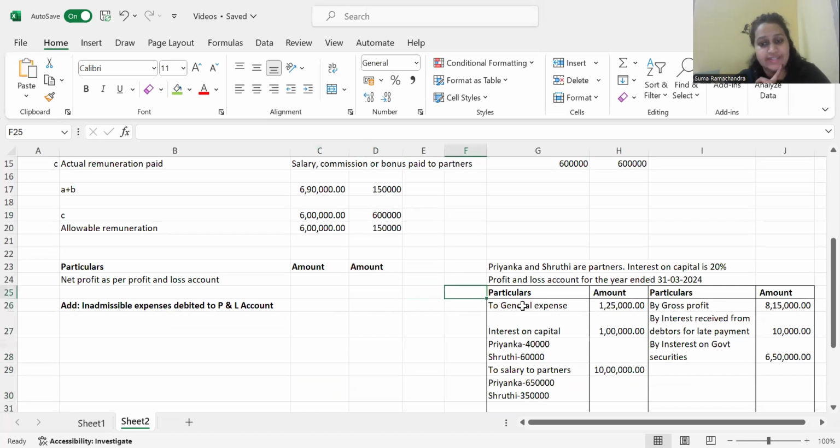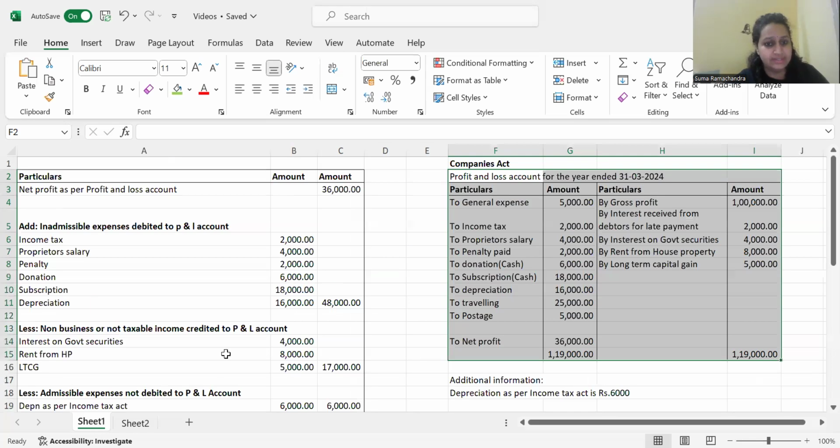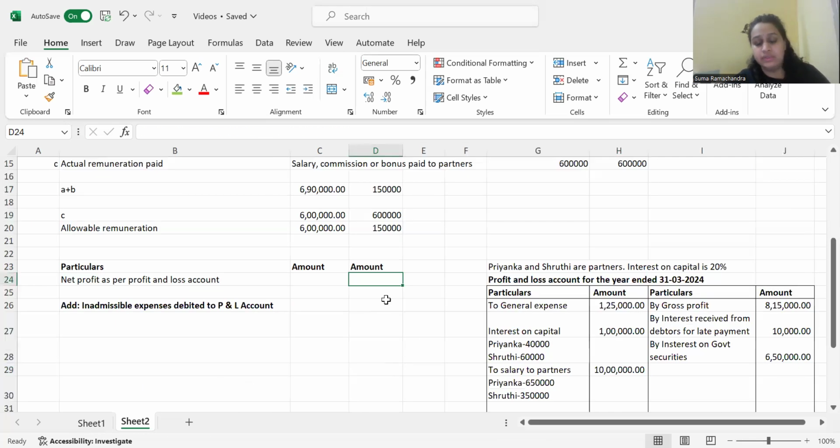Here, the question is telling Priyanka and Shruti are partners. Interest on capital that they're paying is 20%. They've given the profit and loss account for the year ended. Now, any question that they have given, you're going to follow the same format that we have done in the last sum as well. Keeping that last sum's format in mind, what am I going to do?